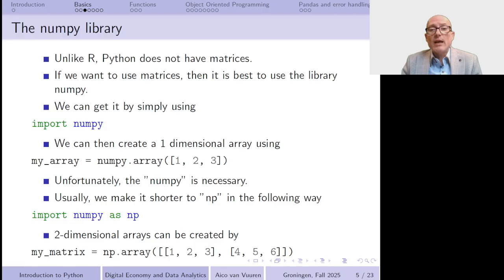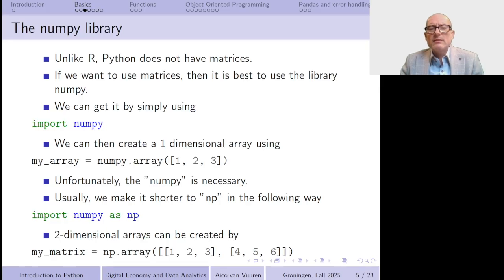But we should take into account that we are going to do a multiplication, not as in linear algebra, but element wise. And that implies that the two matrices or arrays that we're going to multiply with each other must have exactly the same size.